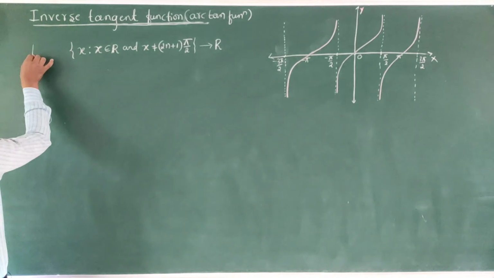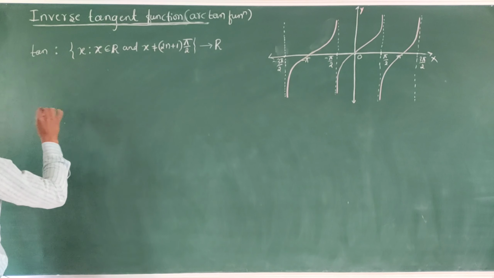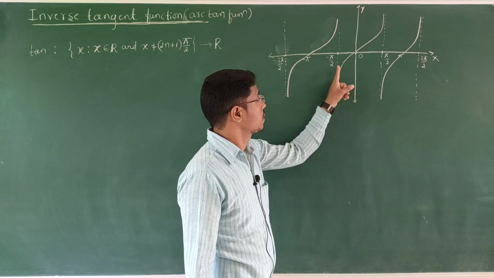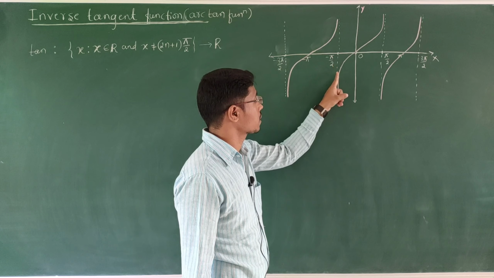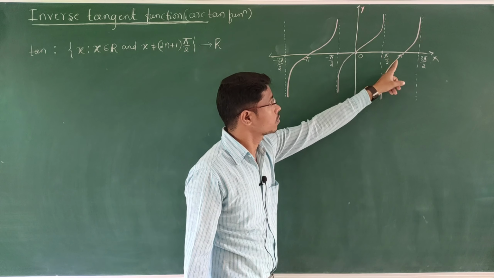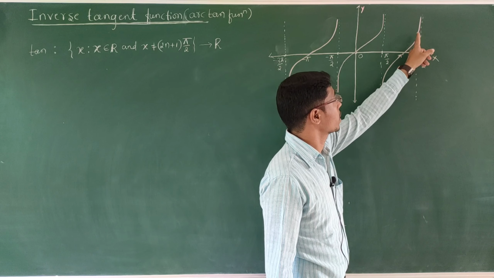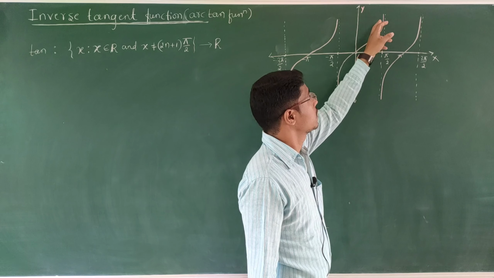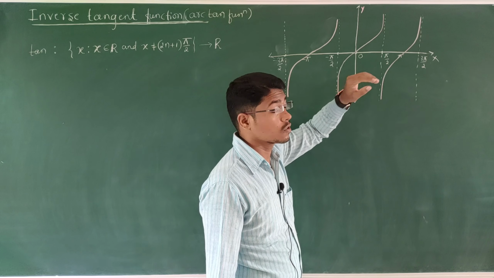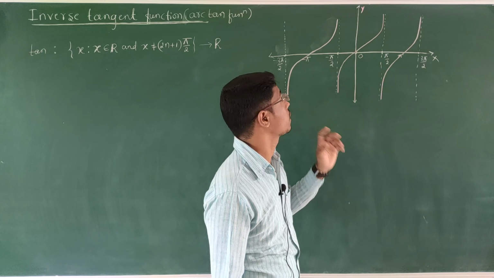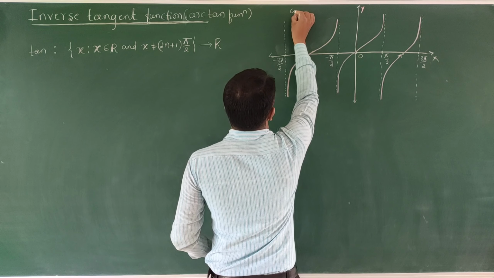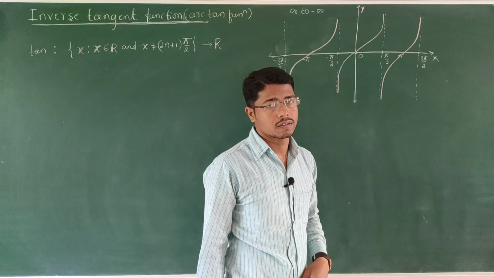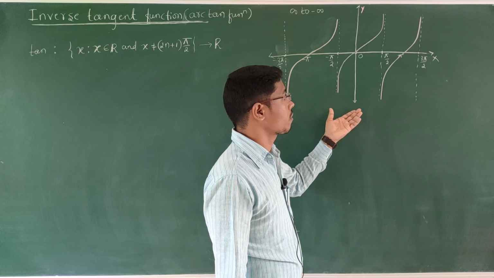This is the tan function's domain and range, and its graph is here. See, it is never defined at −π/2 or π/2, so also 3π/2 and −3π/2, because it has infinite values. It has values from plus infinity to minus infinity. Now observe the graph of the tan function.